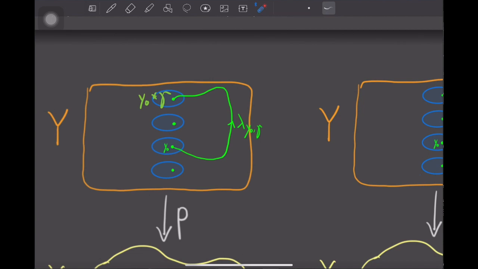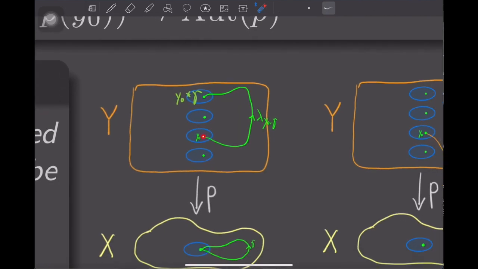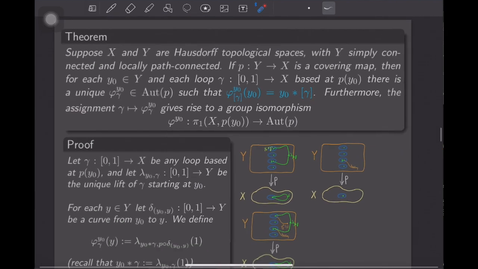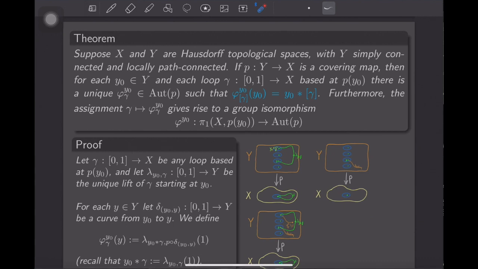And now I ask myself, okay, can this behavior of sending this point to this point be part of a whole homeomorphism which permutes every fiber? So can this very discrete behavior, so discrete that it's just the behavior on one point, be part of a whole homeomorphism, of a whole deck transformation? And what the theorem says is yes, and it's unique. So such a deck transformation with that behavior at that given point is unique. That's what it says.